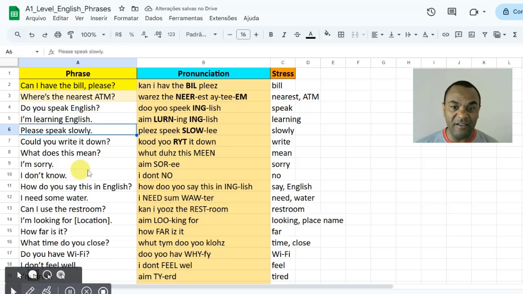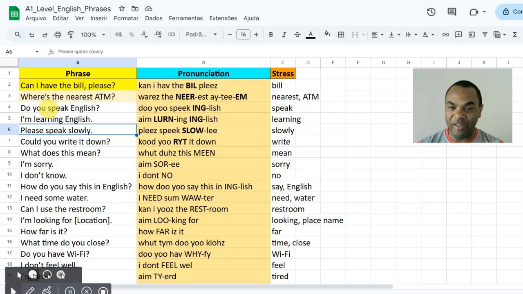Where's the near? Where's the nearest ATM? ATM é o caixa rápido, né, do banco. Então, where's the nearest ATM? Repeat again. Where's the nearest ATM? Right? Repeat, please. Don't forget about that.